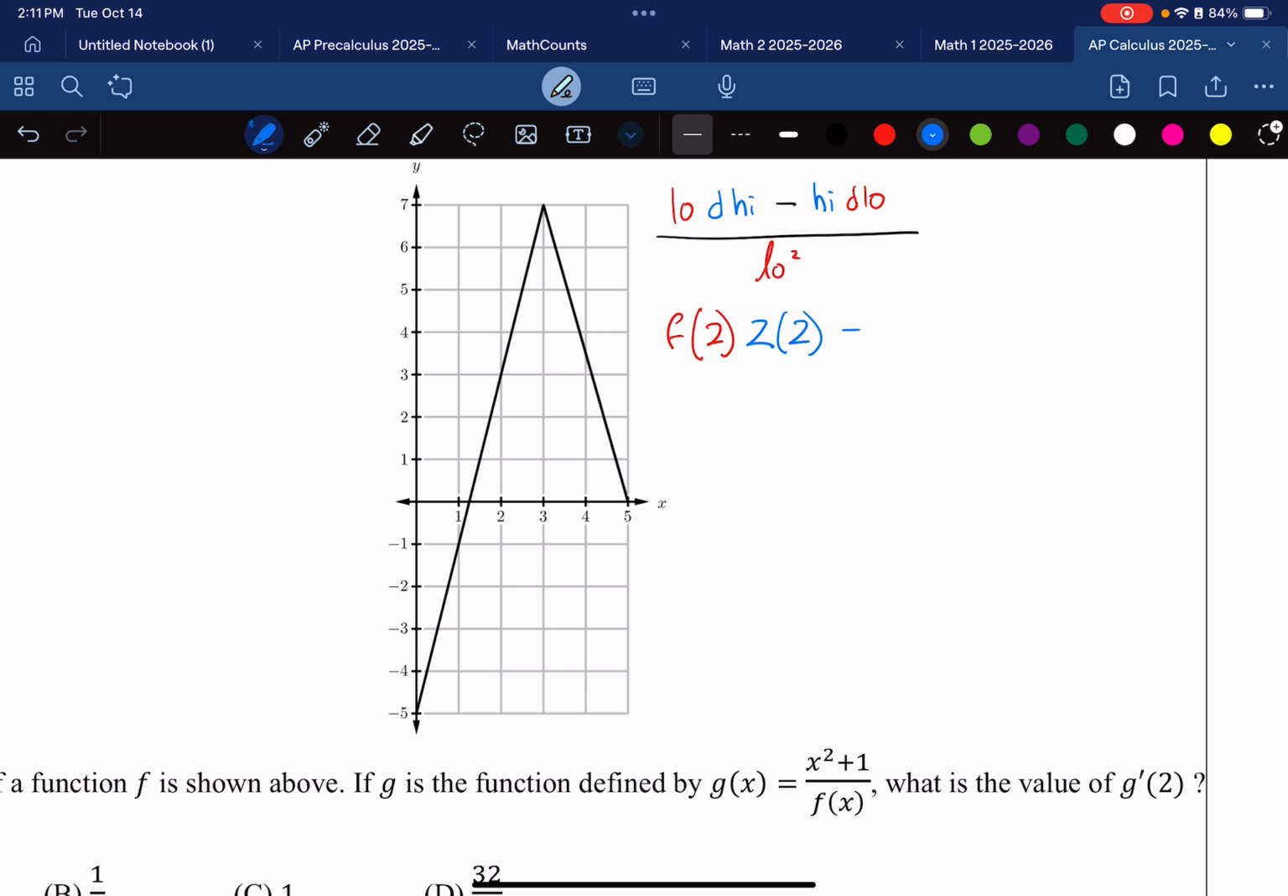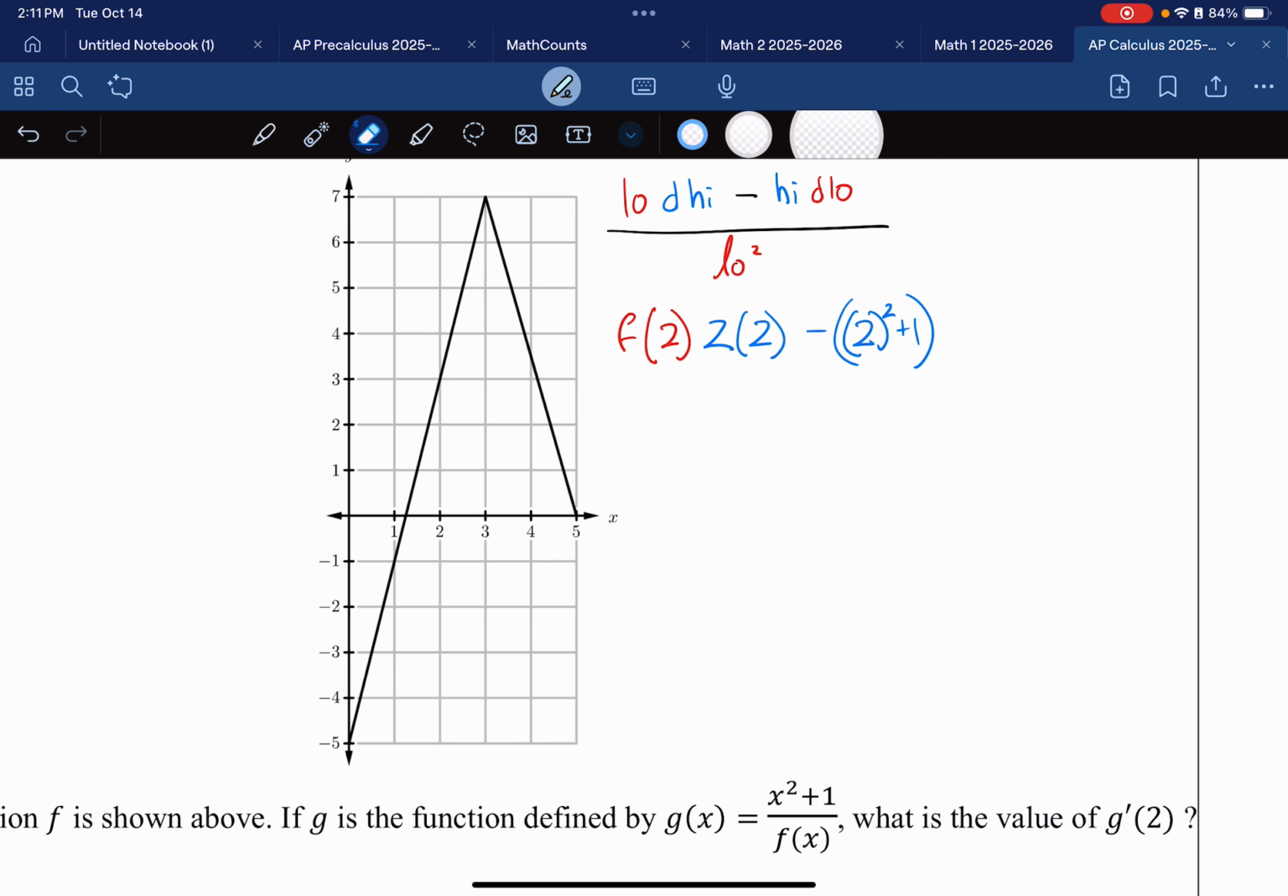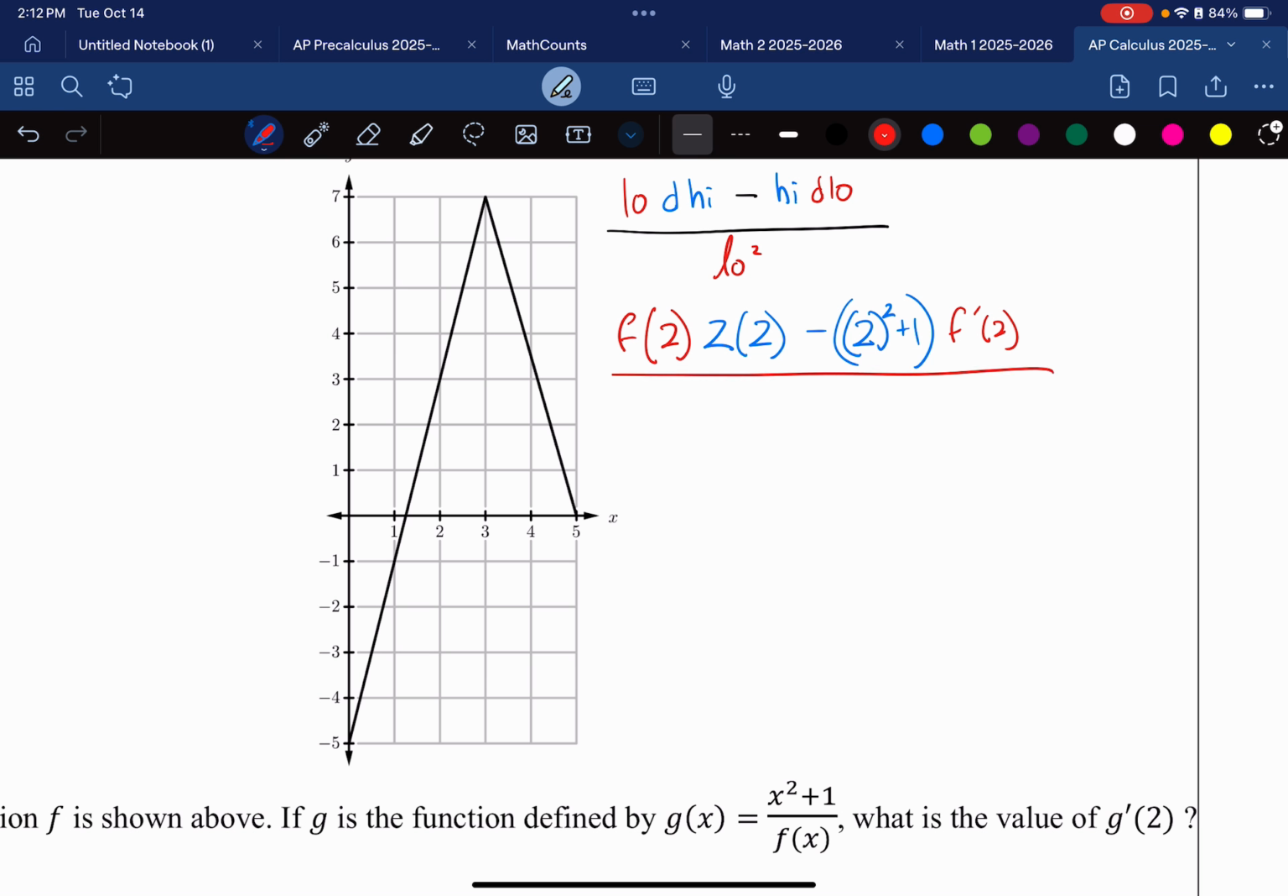So minus, okay, high. High is just the x squared plus 1, so it's going to be 2 squared plus 1. And be careful, all of that needs to be in parentheses. That's a very common mistake that I see students making. They forget to keep all of that high in the parentheses. And I'm going to multiply that by the derivative of low. So the derivative of low is f prime. F prime of 2. And then don't forget, this is all over low, therefore f of 2 quantity squared.